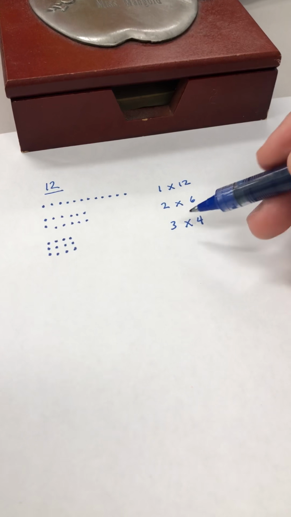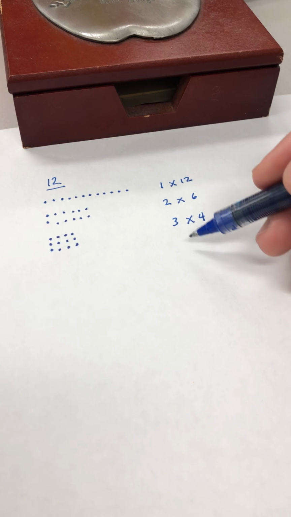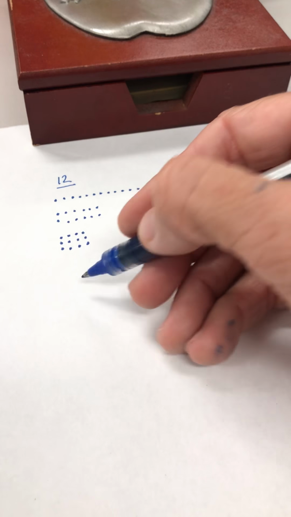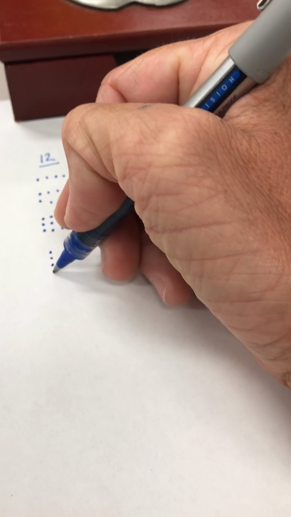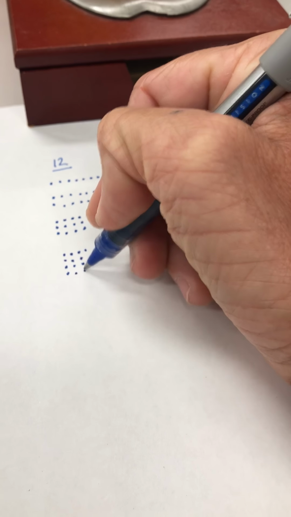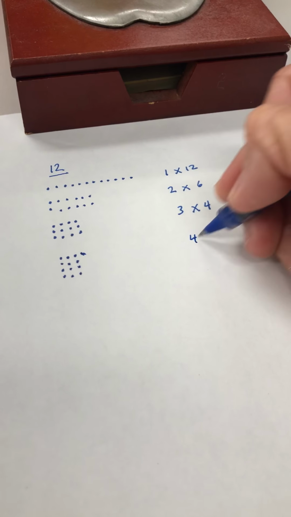Once we get to a factor like 4 that I've already done, then I know that I found them all. Now technically we could draw this again the other way and do 4 rows of 3.